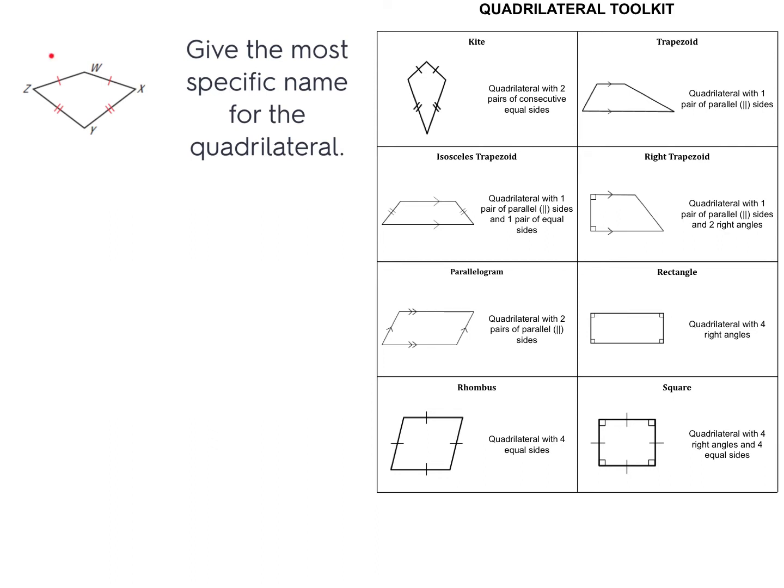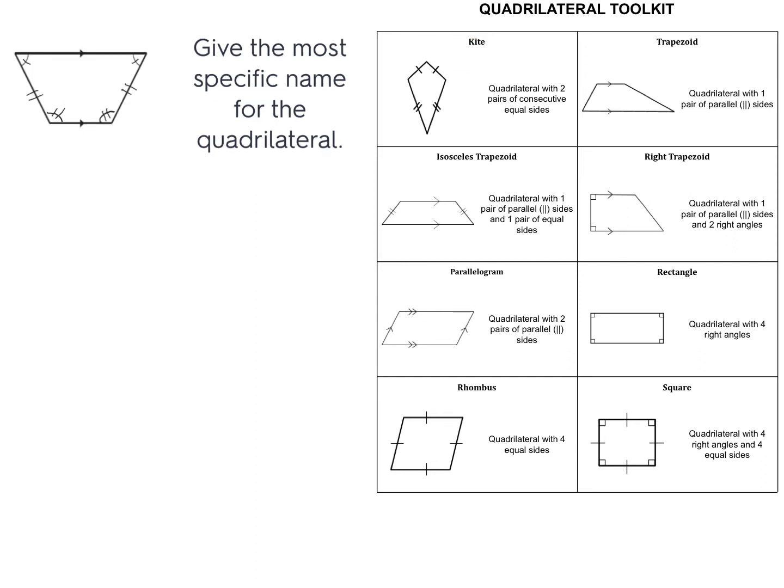This next one, we see that we have these 2 sides that are equal in measure, and then we have these 2 sides that are equal in measure. They're not all equal to each other, but they're consecutive congruent sides. So that matches over here our kite definition, because again, we have consecutive sides that are congruent.